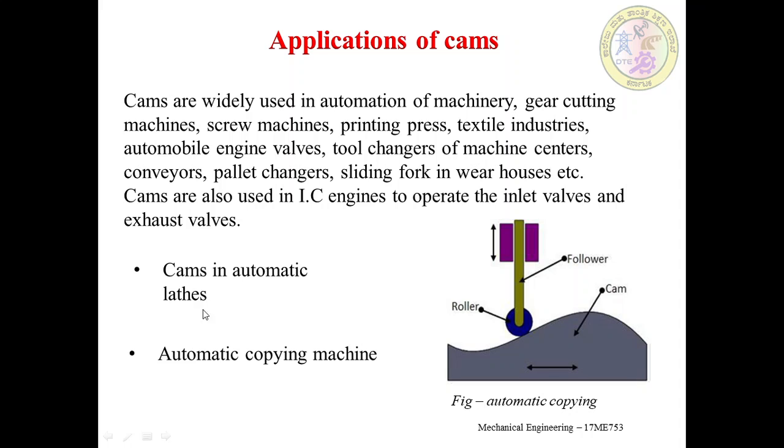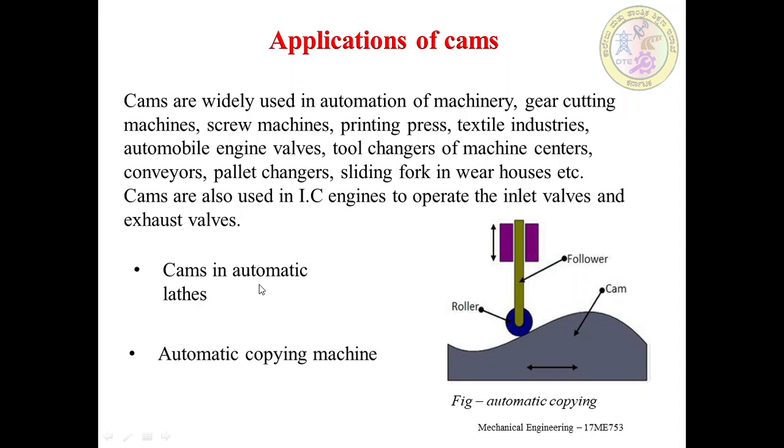Cams in automatic lathes: the camshaft is driven by a motor. The cutting tool mounted on the transfer slide travels to the desired depth and at the desired feed rate by a set of plate cams mounted on the camshaft. The bar feeding through its stock at the desired feed rate is carried out by a set of plate cams mounted on the camshaft.